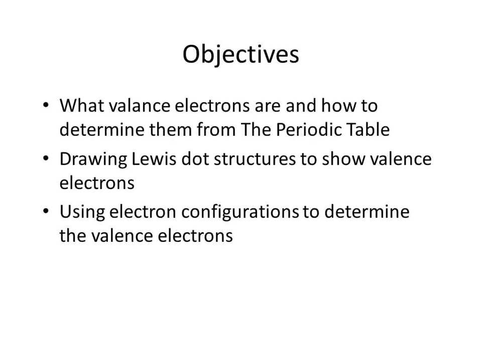Okay, so here are our objectives. We're going to determine what the valence electrons are and how to determine them from the periodic table. We're going to be able to draw Lewis structures to show the valence electrons. And when we use our electron configurations, we're going to be able to show which of those electrons in the electron configuration are the valence electrons.